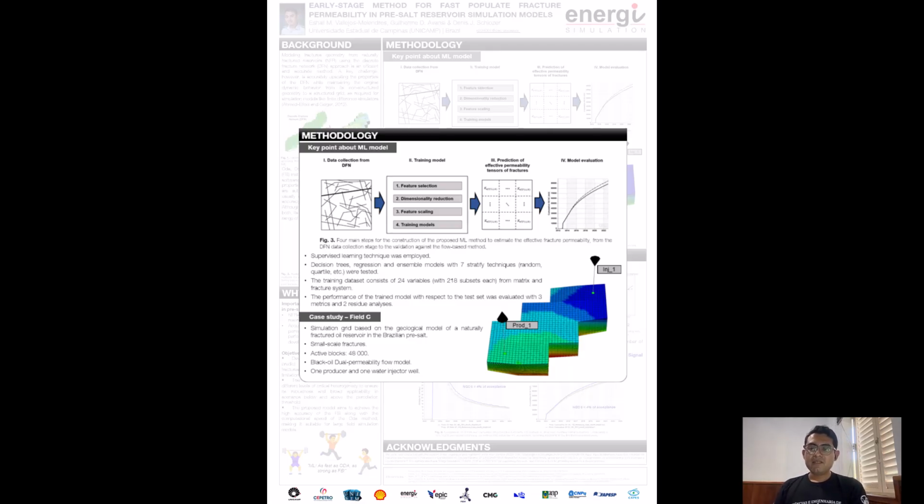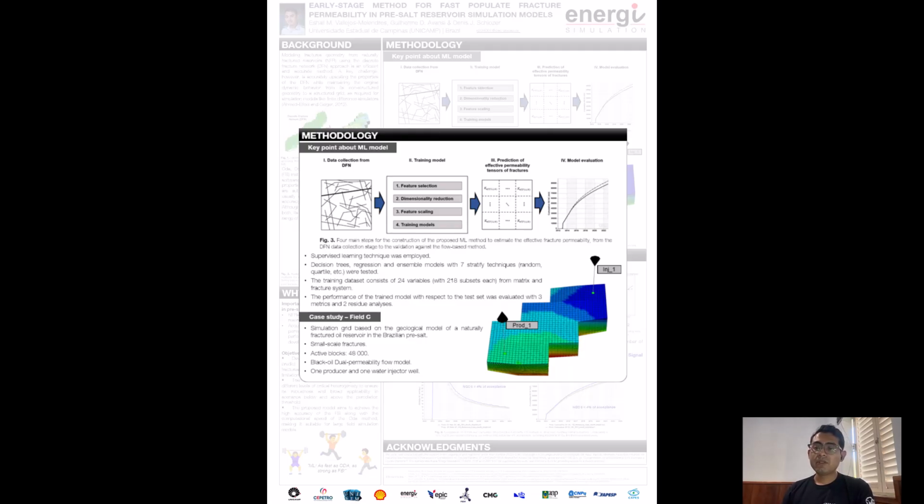In the third stage, we tested the models on a held-out test set, which was 20% of the entire data set, and we evaluated the results using 3 different metrics and 2 residual analyses. A model was considered successful if it achieved a satisfactory performance, for example, a coefficient of determination or R-squared greater than 0.9.